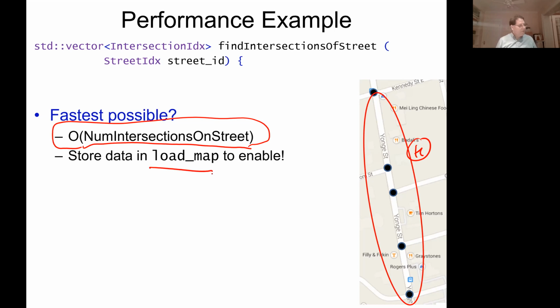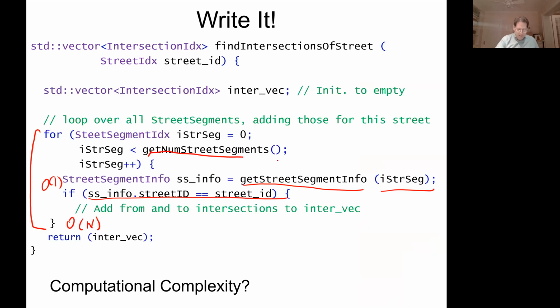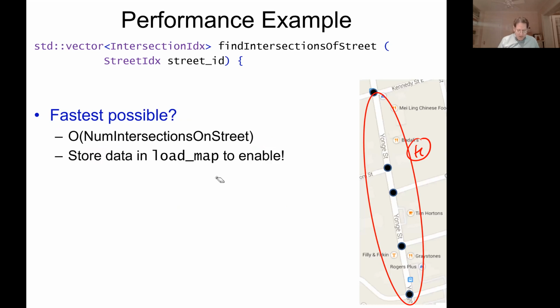Okay, so to pass the performance, next question: does get number of street segments give you the number on that specific street? No. If we go back and look at get number of street segments, it doesn't take any parameters. It is the number of street segments in the whole city. There is no function that says get num street segments for a street, on purpose. But that's fine.